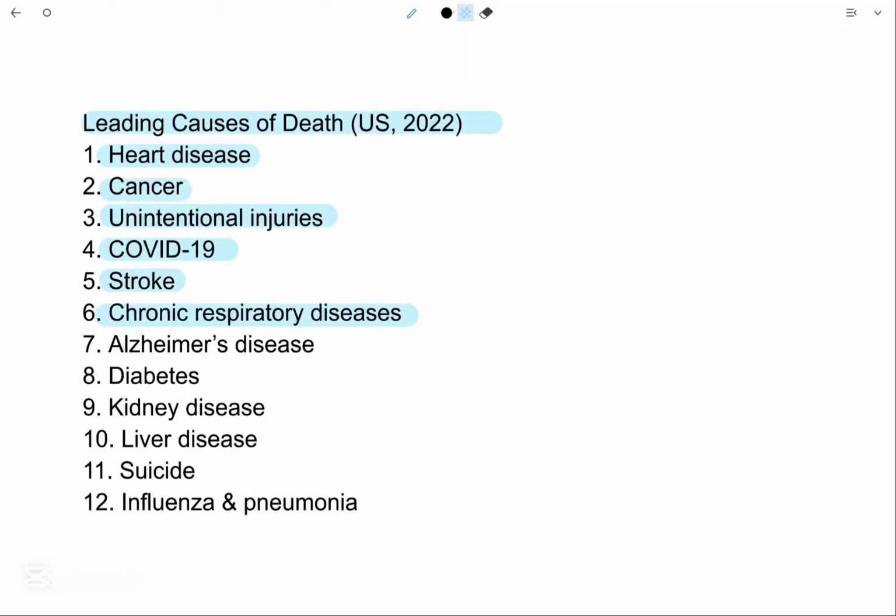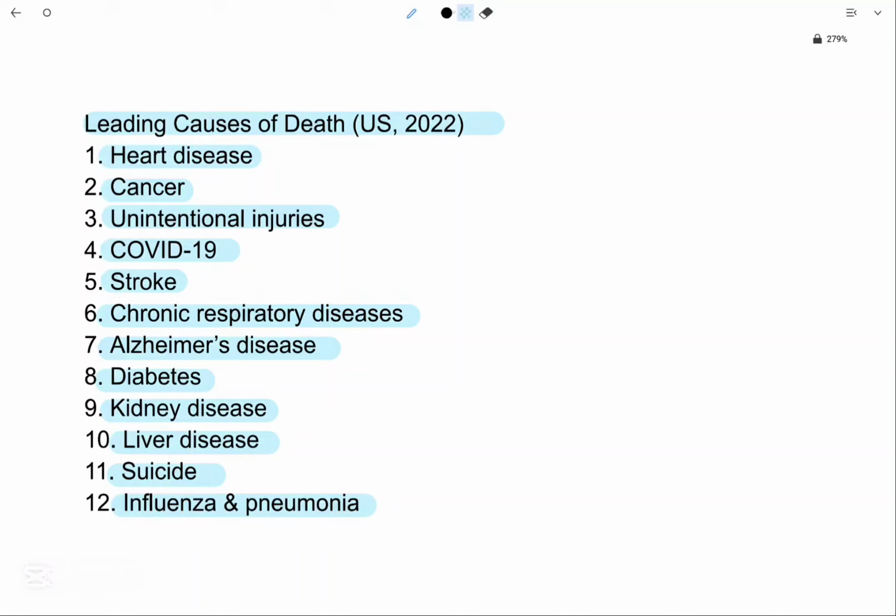Chronic respiratory diseases are number 6 among leading causes of death. Alzheimer's disease is number 7. Then diabetes, kidney diseases, liver diseases; liver diseases are the 10th leading cause of death in the US. Suicide is number 11. Influenza and pneumonia is the 12th leading cause of death in the United States. So these are the leading causes of death in the US.